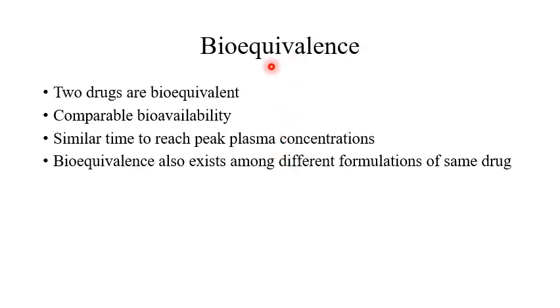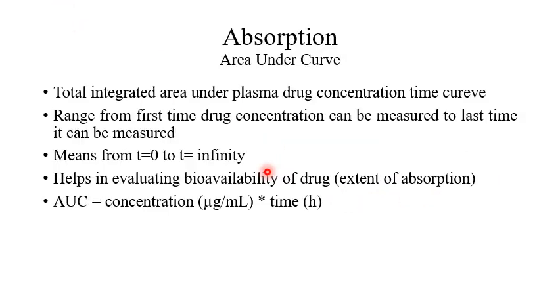Another term that is used frequently with bioavailability is bioequivalence. Two drugs are said to be bioequivalent when they show comparable bioavailability and similar times to reach the peak plasma concentrations. Bioequivalence is also said to exist when the bioavailability of a drug from different formulations is the same.